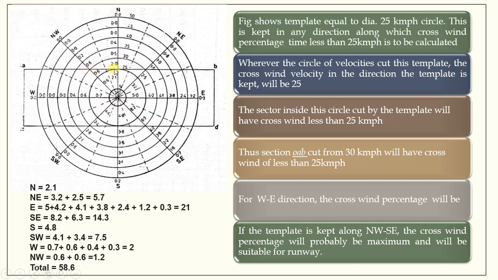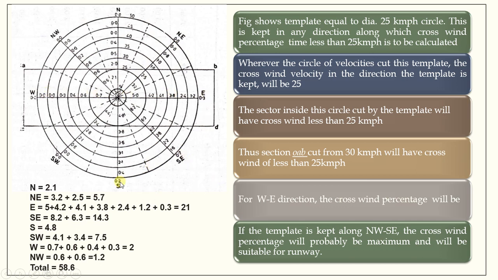Now here, if I consider this tracing paper, all these components which are going to get cut by this section are treated as having a component less than 25 kilometers per hour. The sector inside the circle cut by the template will have the crosswind less than 25 kilometers per hour, as I explained just now. The section OAB cut from 30, there is OAB. Every section which is going to cut will have a crosswind component velocity less than 25 kilometers per hour. So this is what we have plotted for the west and east direction.